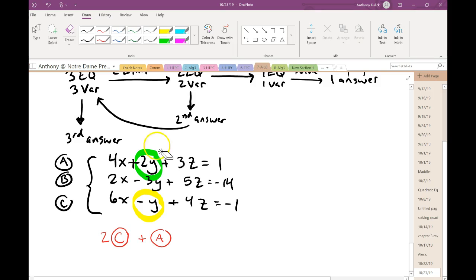Yes, Clayton. Of course. What would I need to multiply equation C by to eliminate the y's from equation B? That's not a number. Close. I would use negative 3. Right.